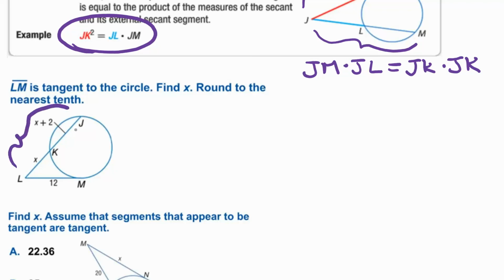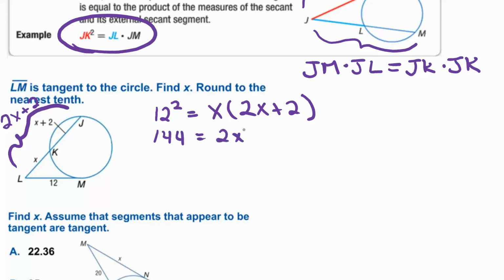The length of LJ would be x plus x plus 2, which would be 2x plus 2. Remember, you need to add these two and not multiply them to get the full length. Here we have a tangent. LM is the entire length, and LM is the portion outside of the circle. So 12 squared equals x times 2x plus 2. So 144 equals 2x squared plus 2x.